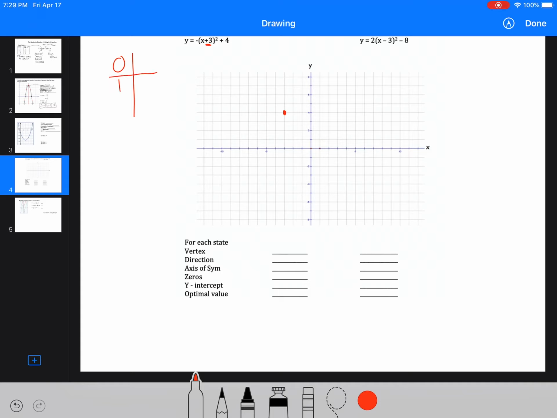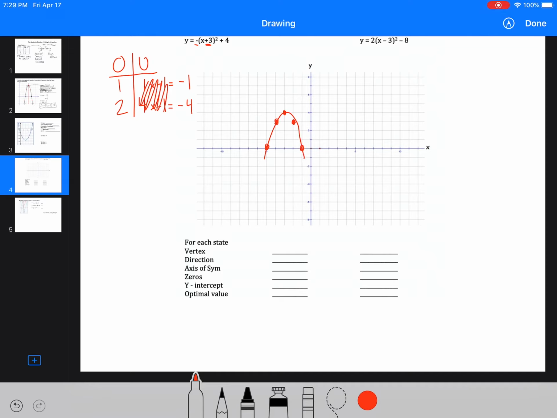Now we need to make our over and up chart. So normally we'd go over 1, up 1, over 2, up 4. So we'll just do 1. But we always have to times that by our a value. And here our a value is -1. So what we're going to do is we're going to go over 1, down 1, over 2, down 4. So now we've got our new step pattern. So over 1, down 1, over 2, down 4.